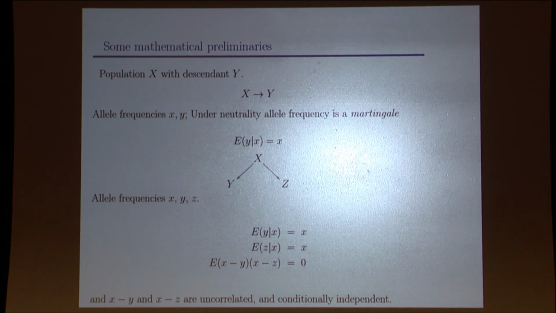And so let's slightly generalize this. We now have an ancestral population X, and it splits. And so there's two descendant populations now that aren't genetically interacting. The allele frequencies are X, Y, Z. And now, well, expected value of y conditioned on x is x. That's the same as before, and for z, the same. But also, the changes in frequency between x and y and x and z are conditionally independent. They're conditioned on the frequency x. There's no dependency on what happens on y and z.